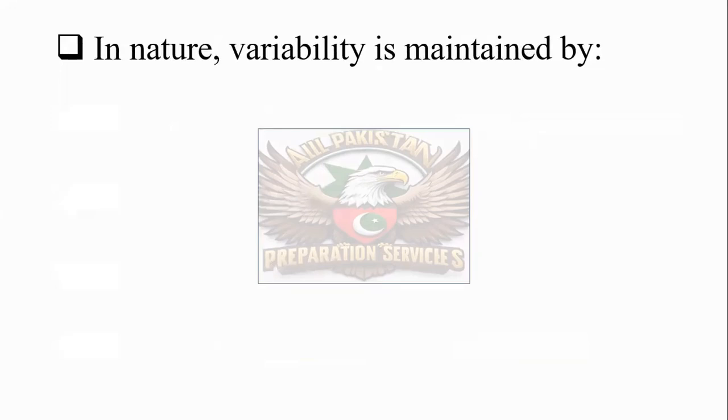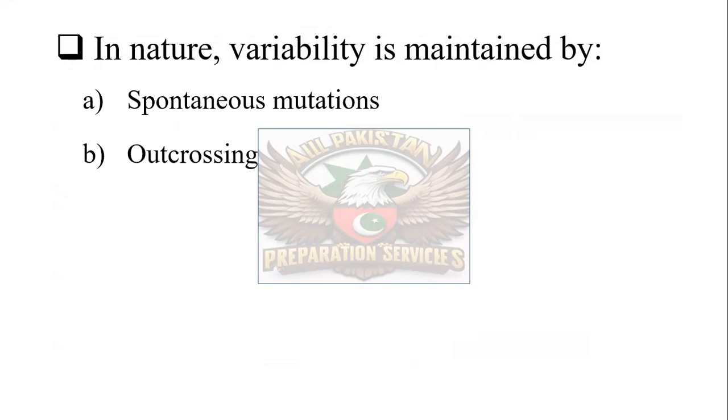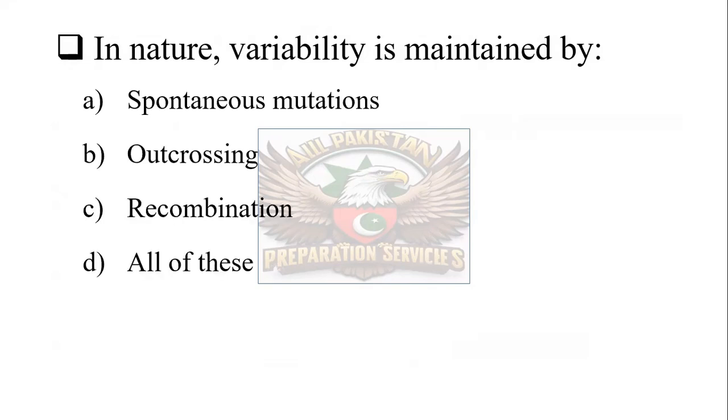First question: in nature, variability is maintained by spontaneous mutation, outcrossing, recombination, or all of these. The correct one is all of these. In nature, variability is maintained by spontaneous mutation, next is outcrossing and recombination. All these factors are responsible for variability in natural processes.